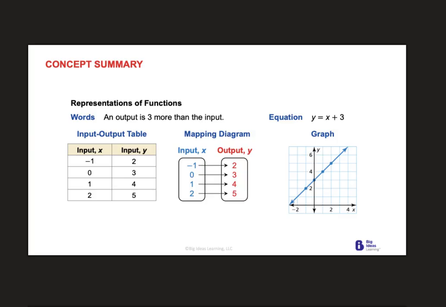So in summary, we have here, let me write it out. 1, 2, 3, 4, 5 ways of describing a linear function, okay? So let's go through this. We have an output is 3 more than the input. That feels a little strange to say. It definitely doesn't make me think of a straight line, but it is, okay?